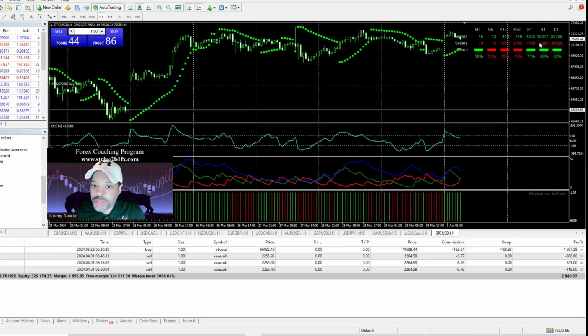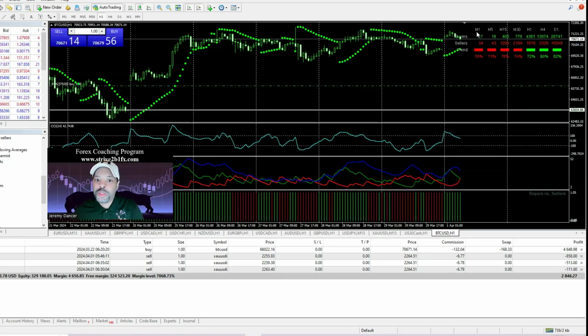So on the 4 hour time frame, we can see that there are 13,000 buyers compared to 3,000 sellers. We can see that there are 4,000 buyers in comparison to 1,700 sellers. And then we can see there are 26,000 buyers in comparison to 16,000 sellers. And now this is also giving us perspective into what is going on.